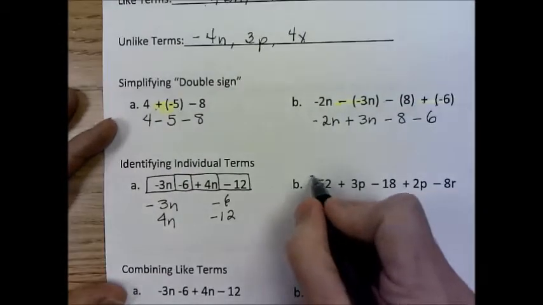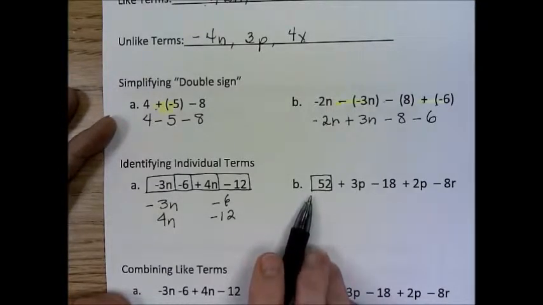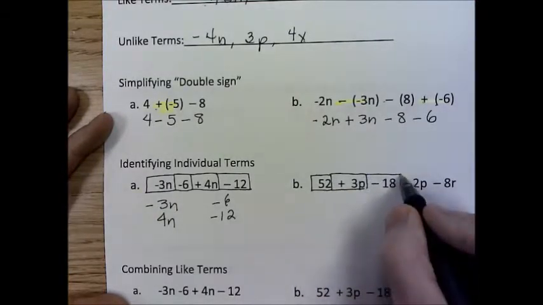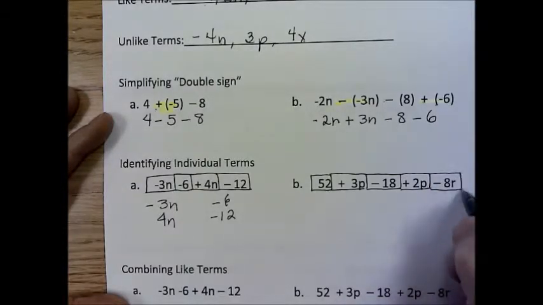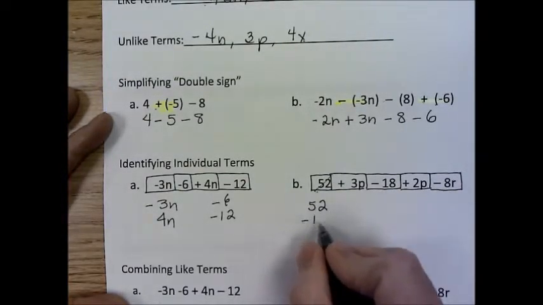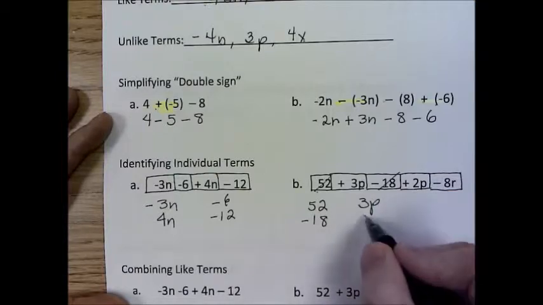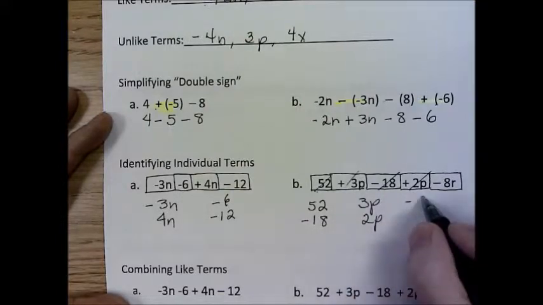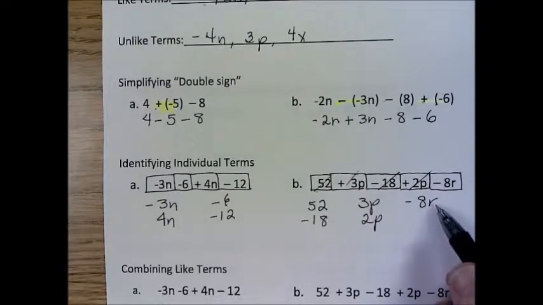Over here, 52 would be my first term. Notice we don't put a positive in front of the first term, but we know this is a positive. Then we have a +3p, -18, +2p, and -8r. So our like terms, if we're just starting with our integers, I have a 52 and a -8. Those take care of my integers. Now I have a +3p and a 2p. Those would also be like terms. And down here I have a -8r. It's the only r, so there's nothing else there that I would have been able to combine with this.